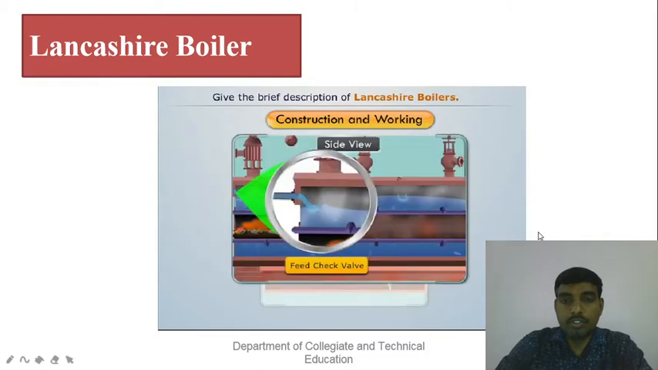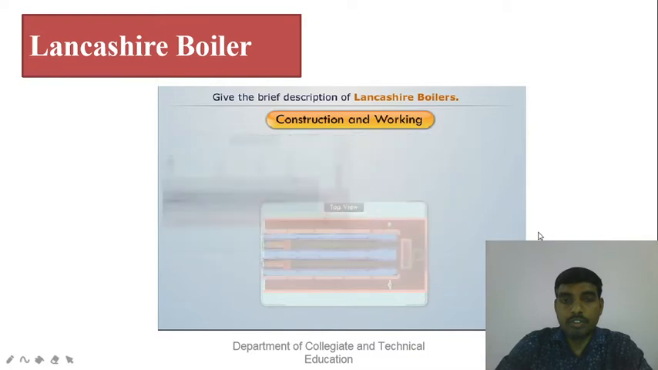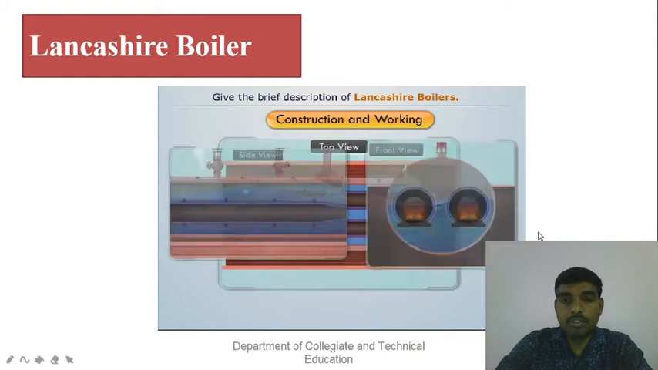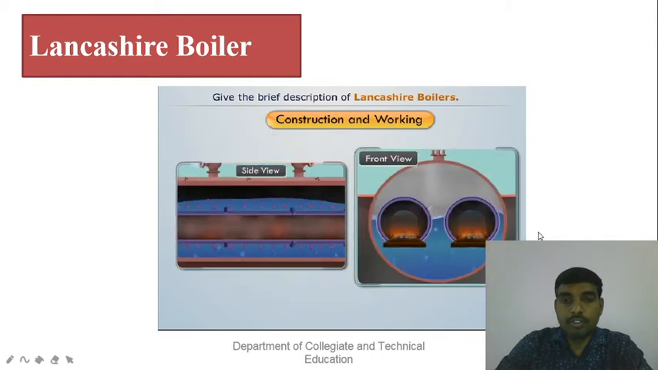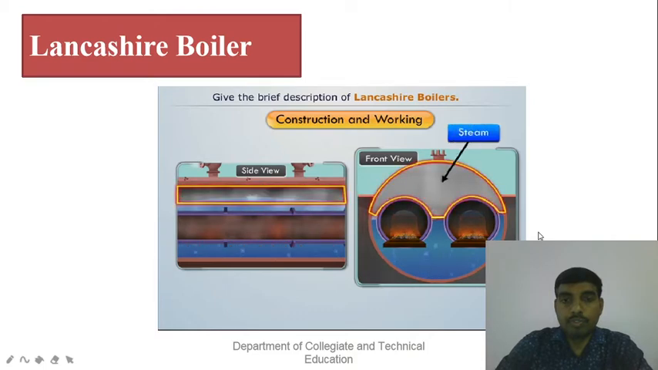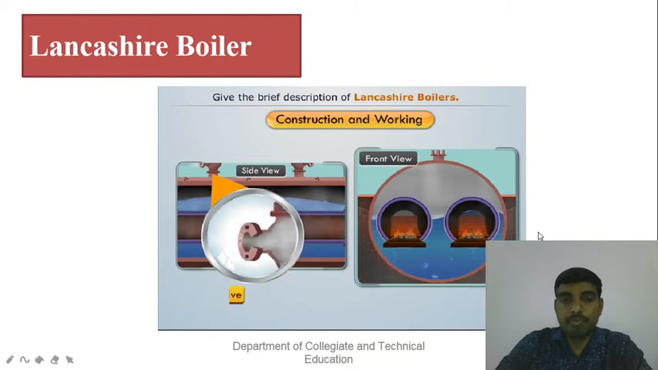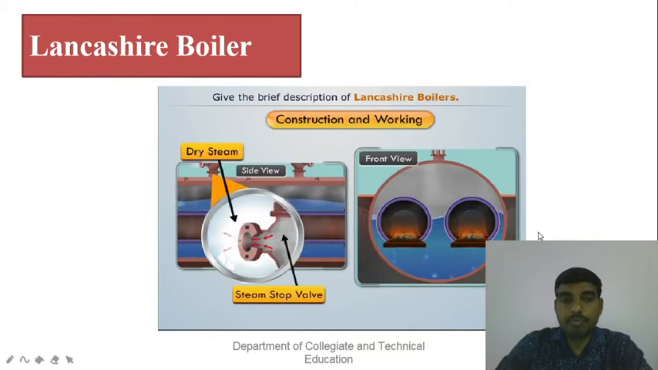Feed check valve is used to feed water uniformly to the boiler shell. Once the boiler is heated adequately, water converts into steam by absorbing the heat from the flue gases. This steam is stored at the upper portion of the boiler shell, where the anti-priming pipe separates the water from steam. Thus, the steam stop valve receives the dry steam for various purposes.